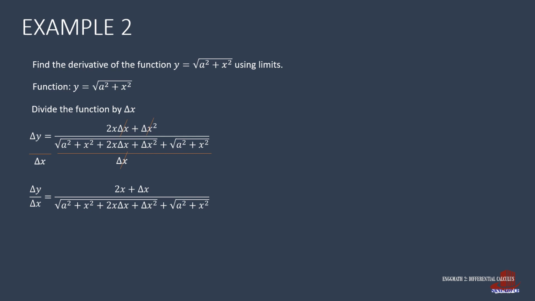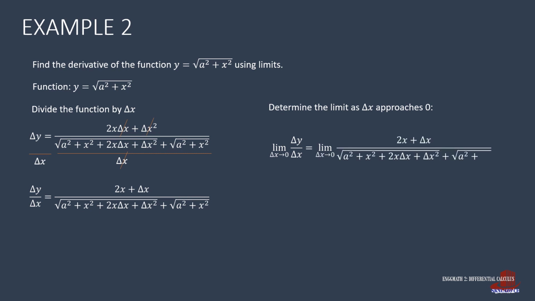This function is still quite long, but we still proceed with step 4, finding the limit as delta x approaches 0. The last step takes out all the delta x's from the function. So dy over dx becomes 2x over the root of a squared plus x squared plus another root of a squared plus x squared.